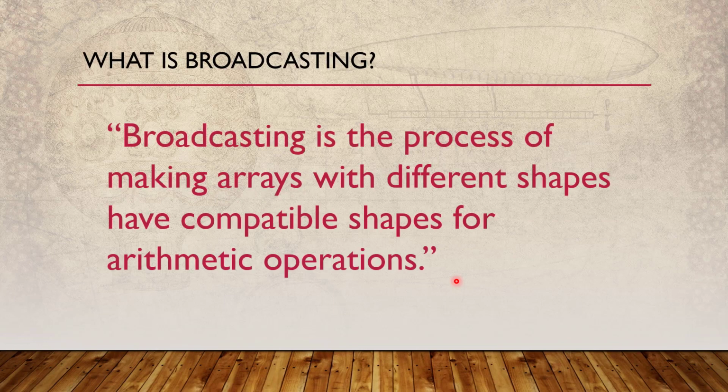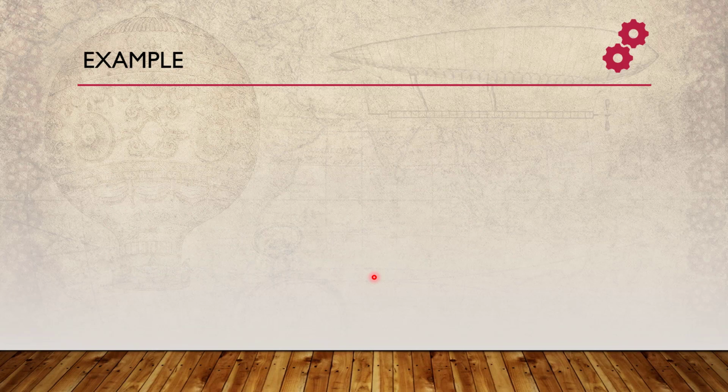Now, very briefly, what is broadcasting? Broadcasting is the process of making arrays or tensors with different shapes have compatible shapes for any kind of arithmetic operations. For example, let's say I have this particular tensor. This is a 2D tensor, with 2 rows and 4 columns. So it's a matrix.